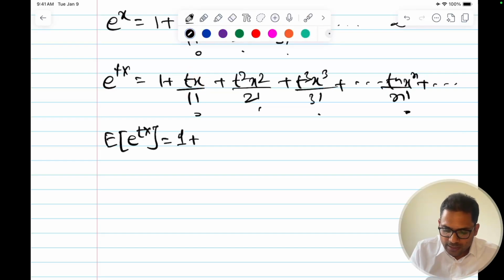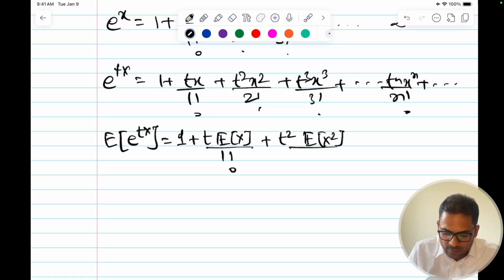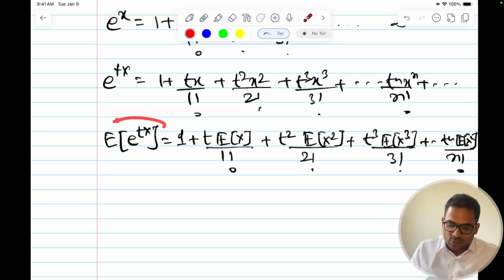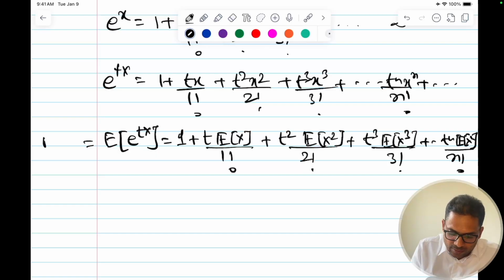So this will become 1 plus t times expectation of x by 1 factorial plus t square times expectation of x square by 2 factorial plus t cube times expectation of x cube by 3 factorial plus so on. And here I'll write one more term, say for example t^n expectation of x to the power n by n factorial. This is the expectation of e to the power tx. This is nothing but our M_X(t). This is our MGF, moment generating function.